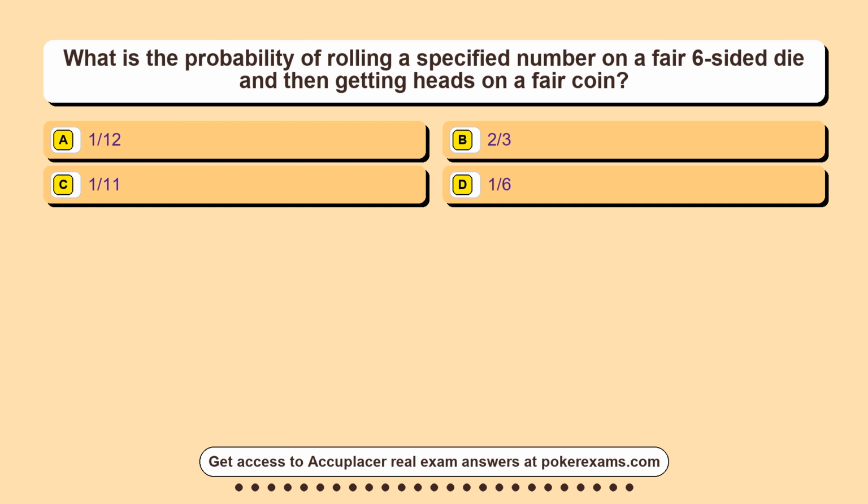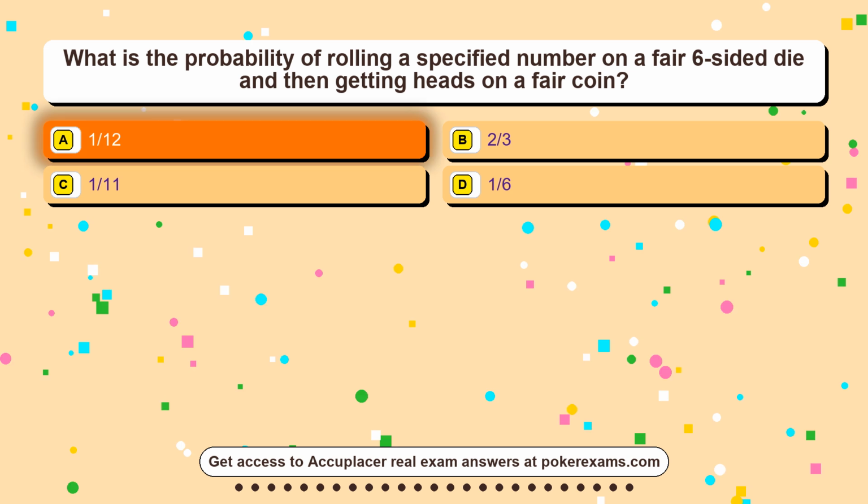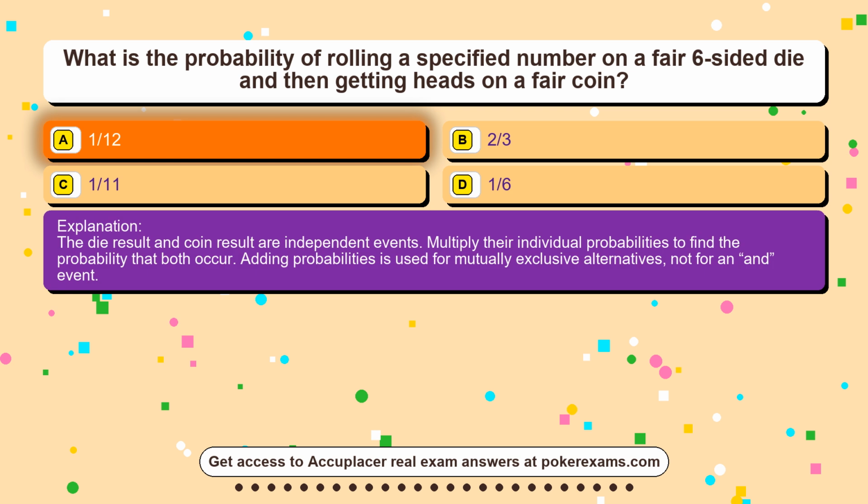Question 25. What is the probability of rolling a specified number on a fair 6-sided die and then getting heads on a fair coin? Option A 1/12, Option B 2/3, Option C 1/11, Option D 1/6. The correct answer is Option A 1/12. The die result and coin result are independent events. Multiply their individual probabilities to find the probability that both occur. Adding probabilities is used for mutually exclusive alternatives, not for an AND event.